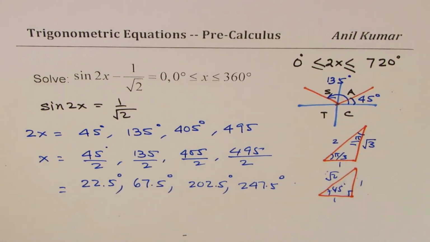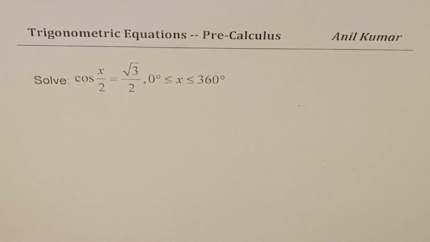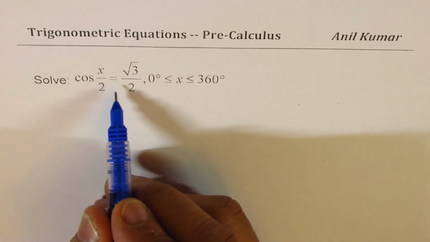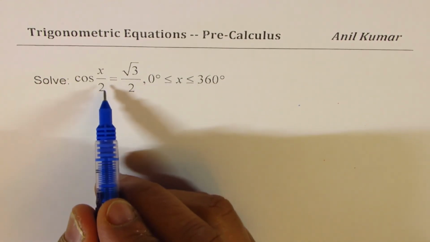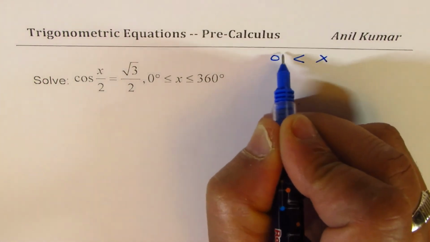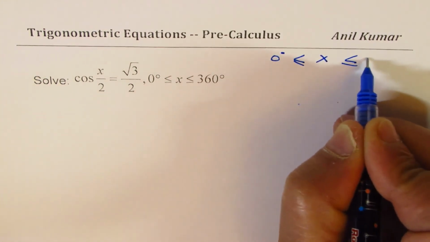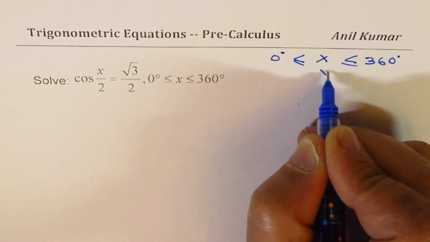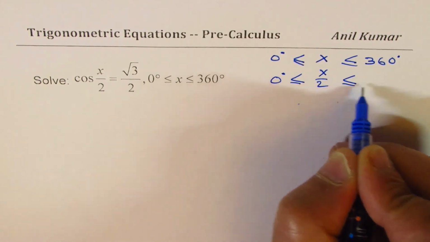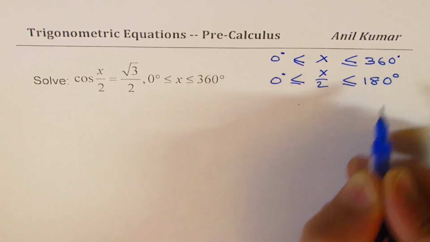Let's move on and take up the next question, which also is the last question of this set. This time we are given the domain between 0 to 360. The argument is x by 2. So we're given that x is between 0 degrees to 360 degrees, right? So what should be x by 2? We have to divide both by 2, right? So you get this as between 0 to 180 degrees.